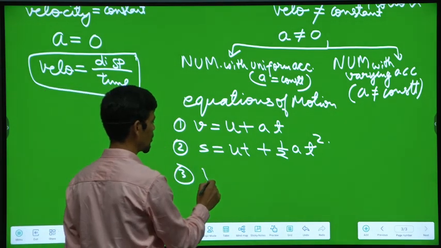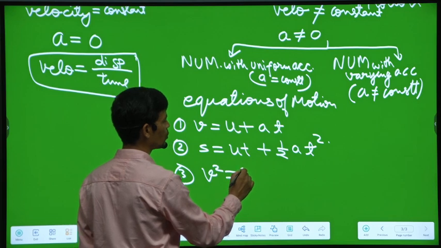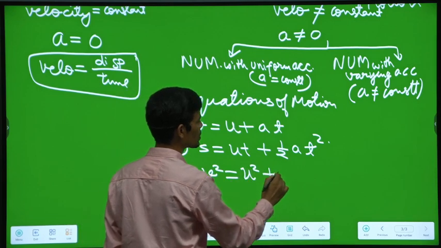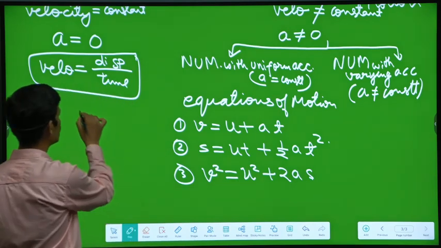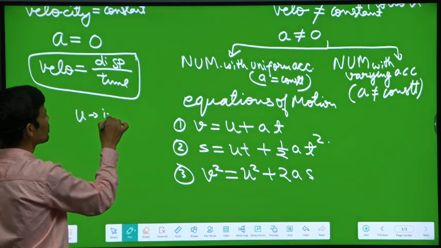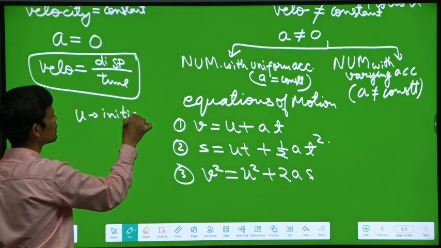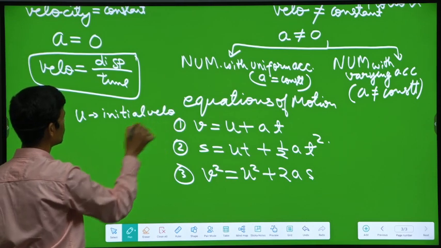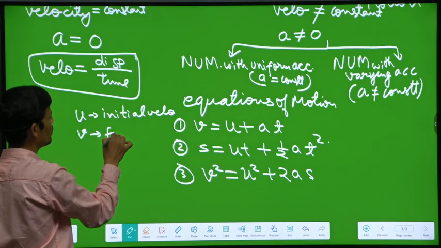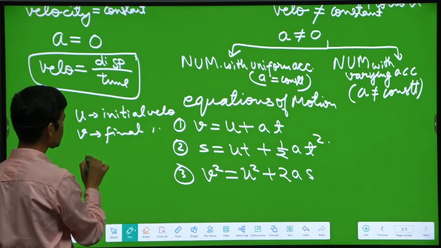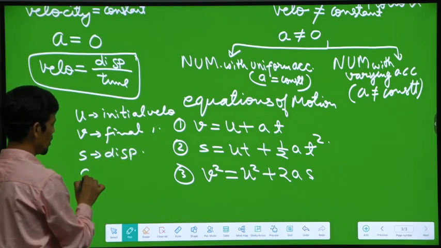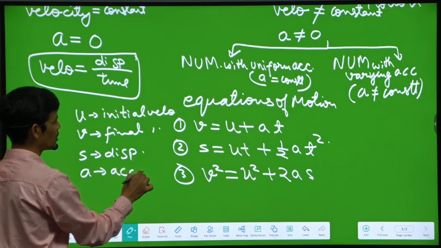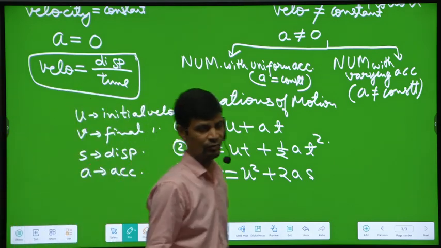And third, v square equal to u square plus 2as. Remember, u is initial velocity, v is final velocity, s is displacement, a is acceleration, and t is time, we know.